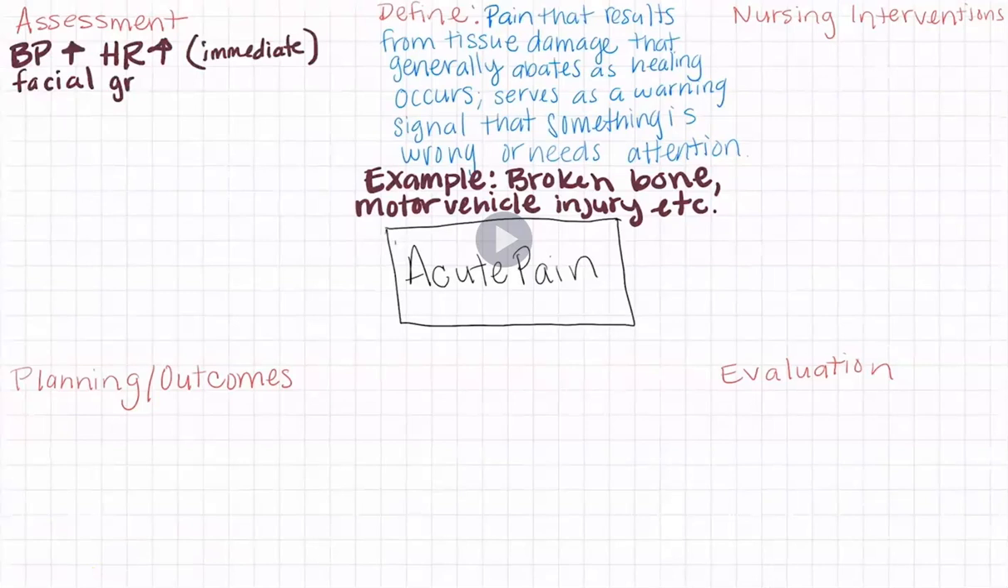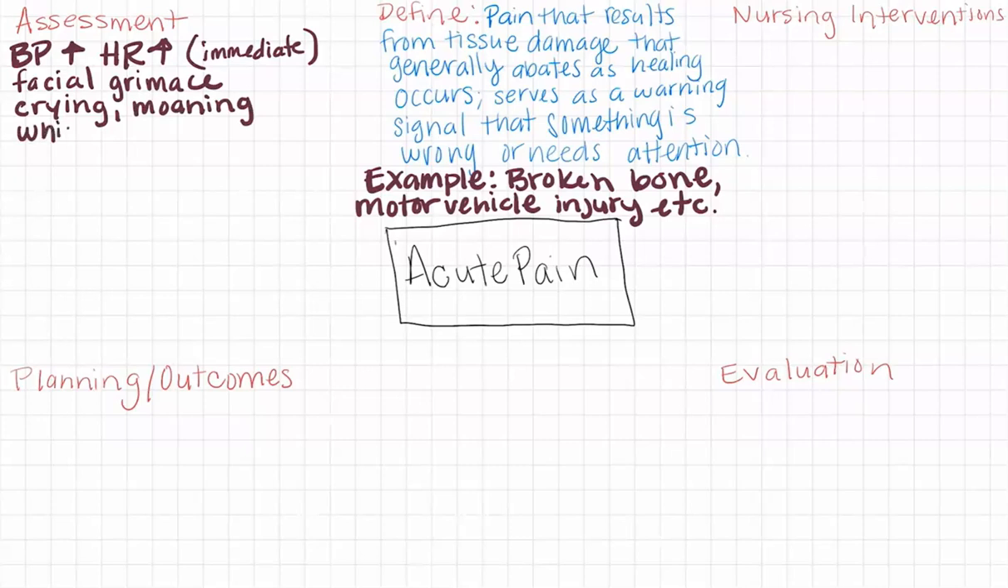So you want to set it up where you have your assessment data in any of the corners. You really want to organize your concept map to how you see things. So for assessment data on acute pain, you might see an increased blood pressure, heart rate, and that's usually almost immediately. You'll see some facial grimacing, crying, moaning, whimpering.